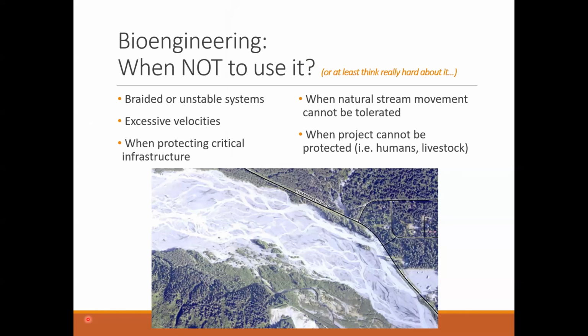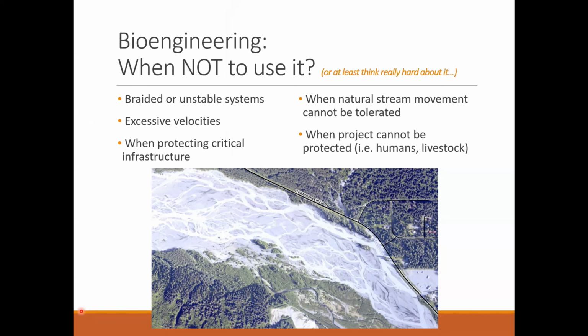Next slide, please. For all the advantages I've mentioned, bioengineering is not a great solution for every situation. Highly alluvial or unstable systems are not always a great fit for bioengineering. I have a photo here of the Resurrection River in Seward, and you can see the highly braided nature of the river and how it's constantly moving its alluvium and creating and recreating its channels. This type of system can be too flashy and too dynamic for the vegetation to establish and serve its stabilizing purpose.